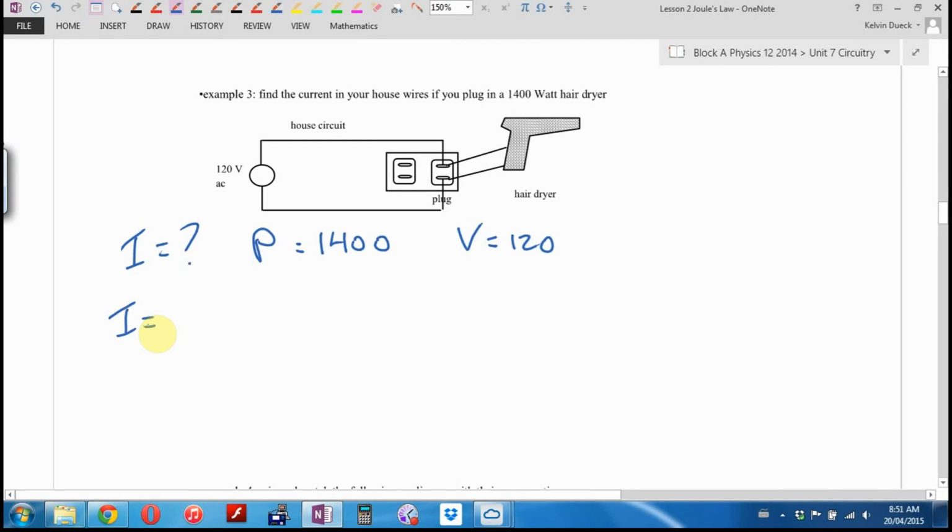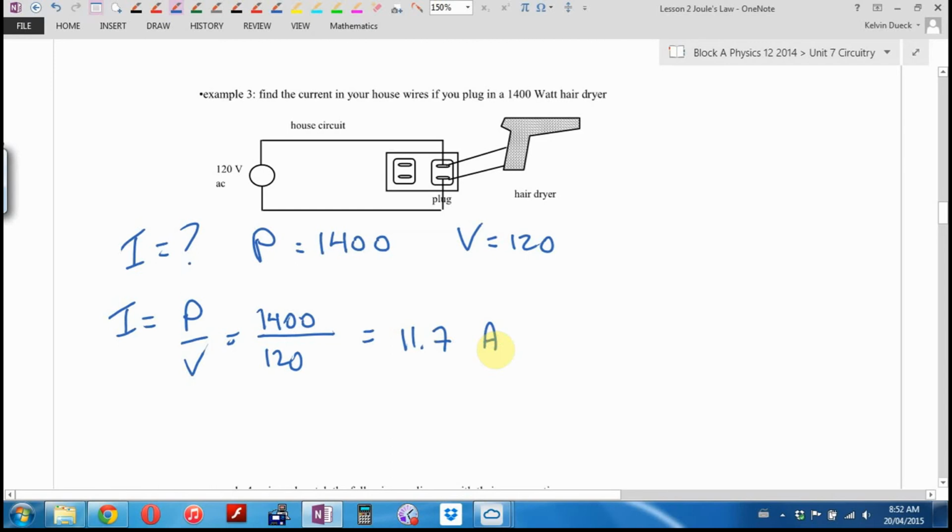You're going to have to go back a page, right? Our Joule's law in the box. You got it there in the box? Get the I by itself. So P equals VI. Rewrite it for me. It's just that easy. How many watts? 1400. How many volts? 120. How many amps? 11.7.